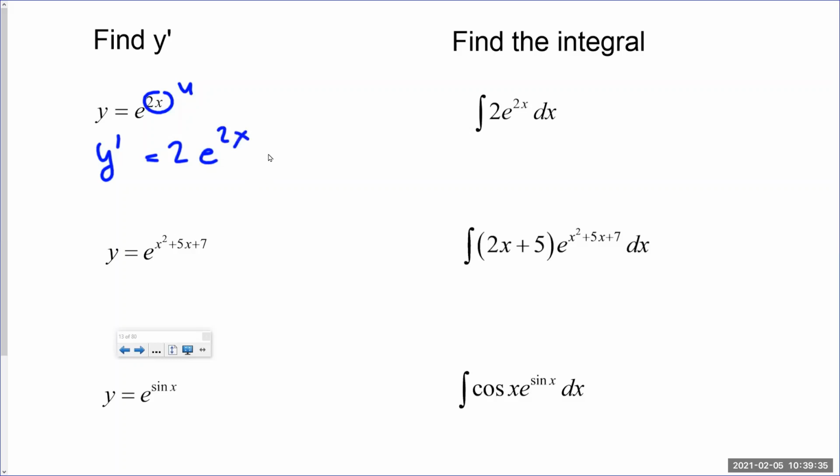Okay, do I need Charlie here? Do I need Charlie? No, Charlie, it does not show up in derivatives. Is everybody good with that?